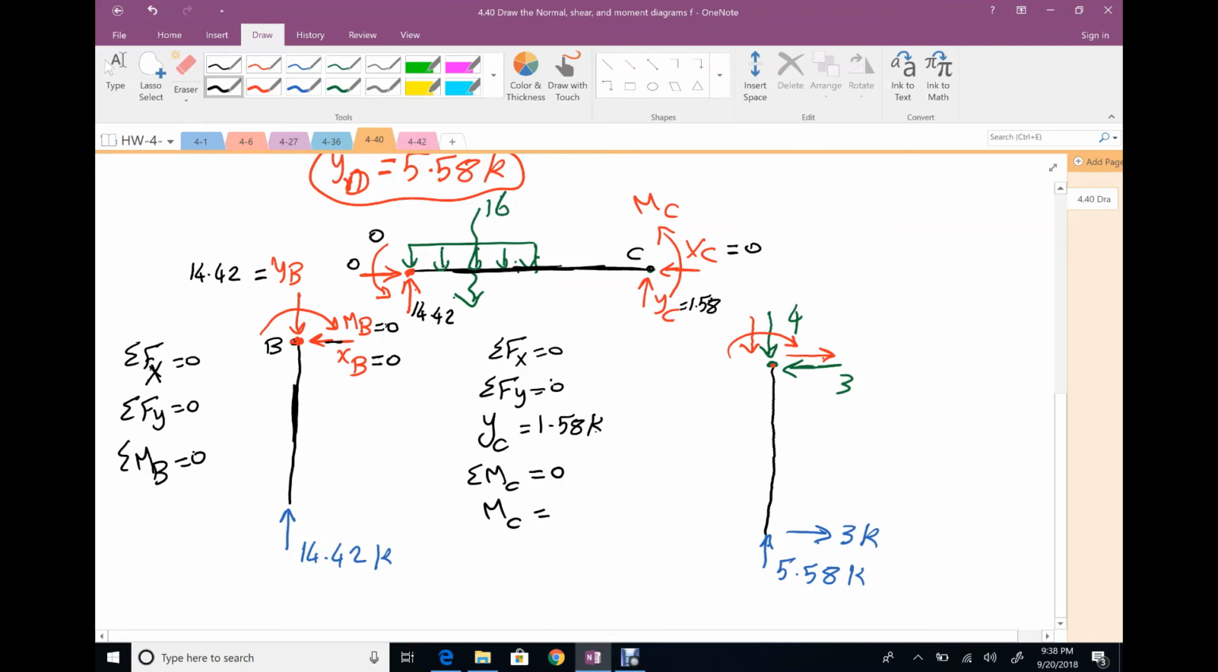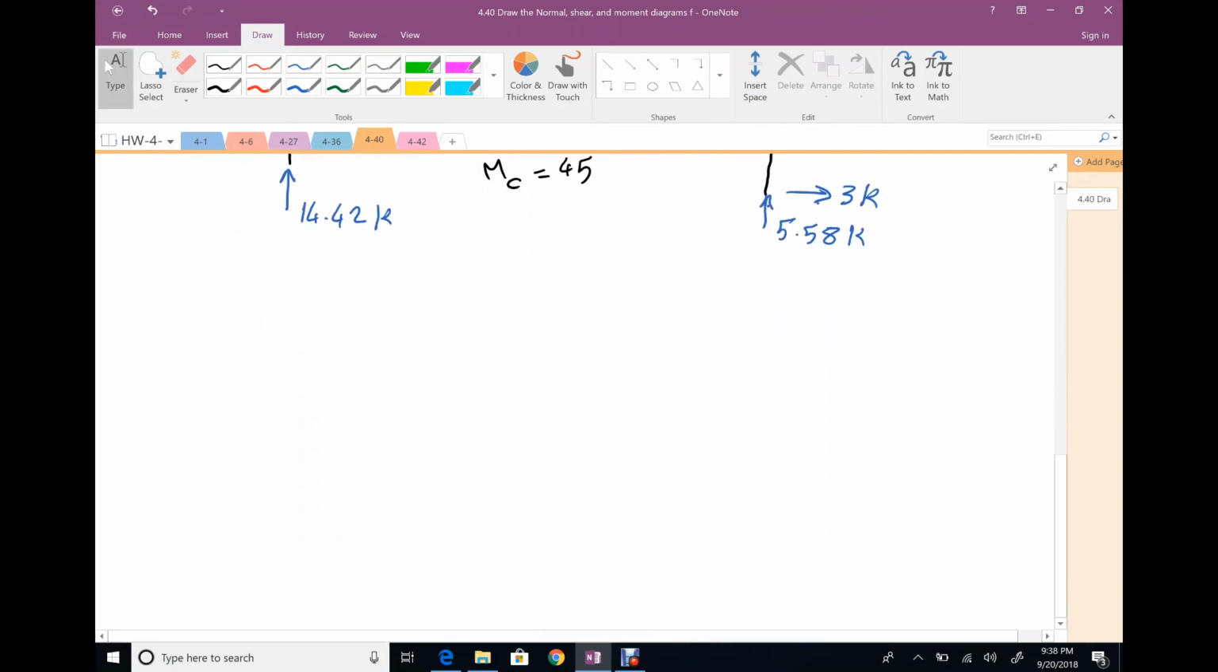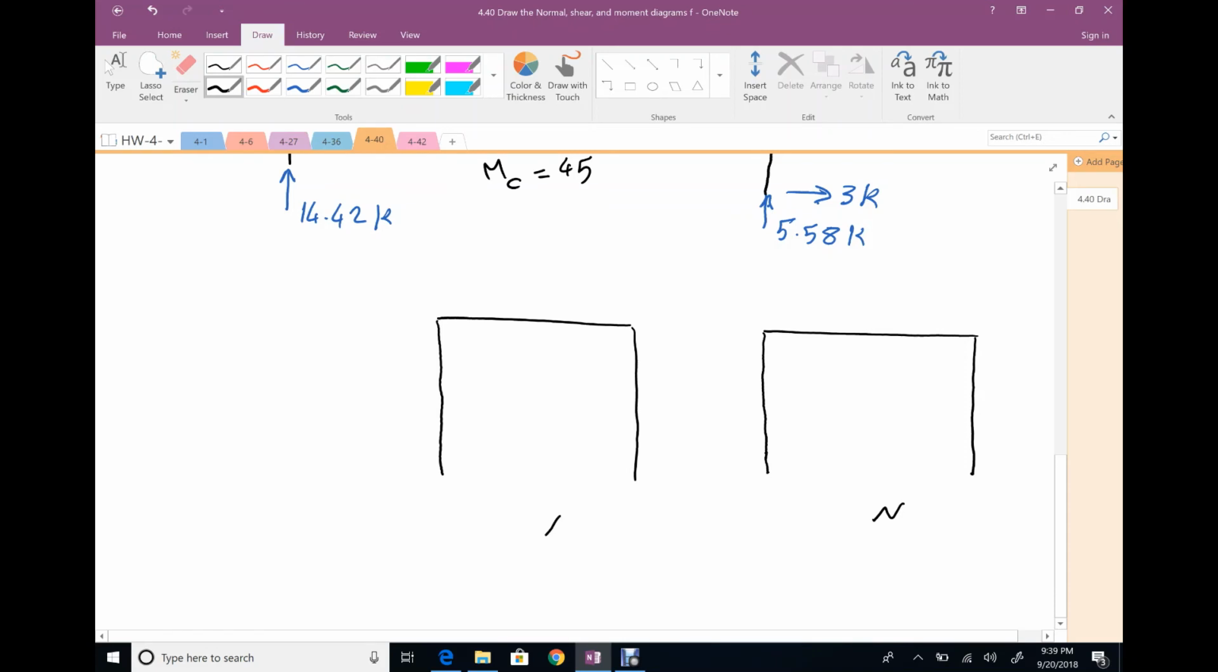So the value of MC will be 45. So this value is 45 positive. That means my direction is correct. This value will be the same here. This moment is 45. The horizontal reaction will be 0. The vertical reaction will be 1.58, same value but in the opposite direction. I am done. I draw a free body diagram for each member in my frame. So I'm going to draw 3 copies of my frame. One for normal, one for shear, and one for moment.